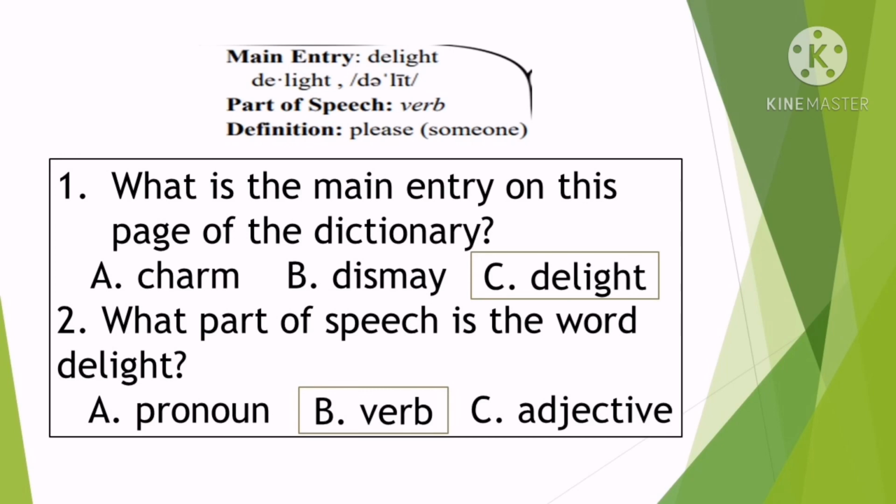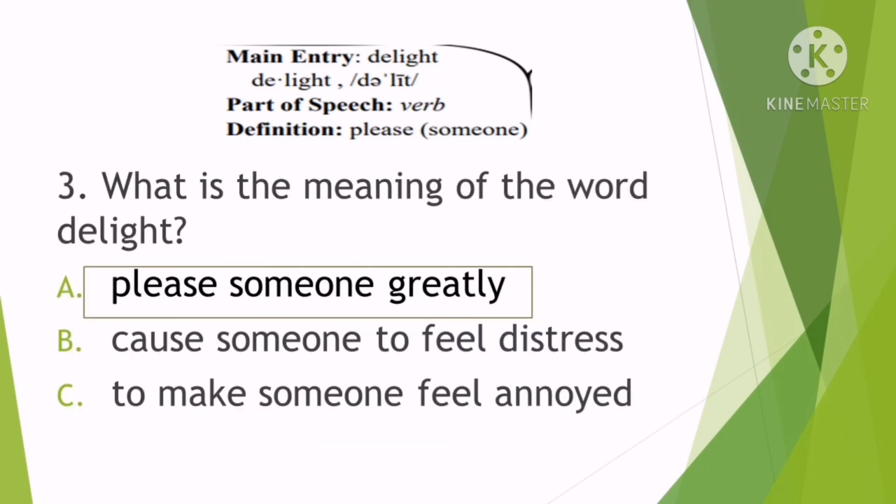For number 1, the answer is delight. That is the entry word. Then number 2, the part of speech of the word delight. It is used as a verb. I hope you got it all correctly. Now let's move on to number 3. What is the meaning of the word delight? It means to please someone greatly. That's letter A. I hope you got it all correctly.